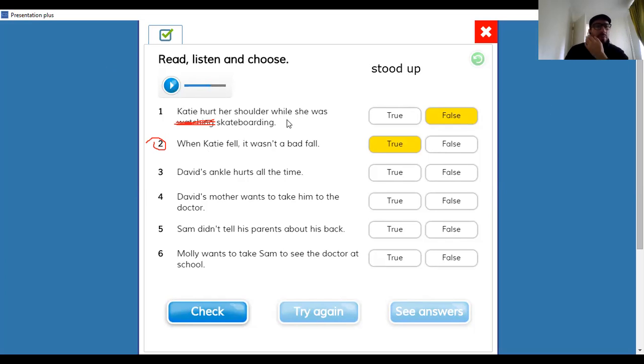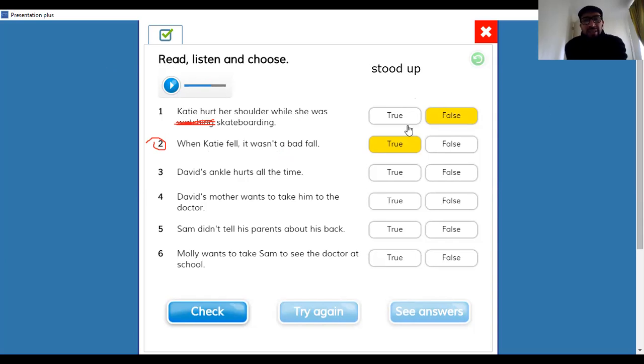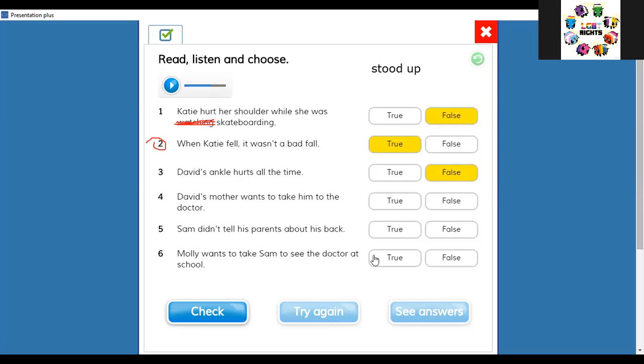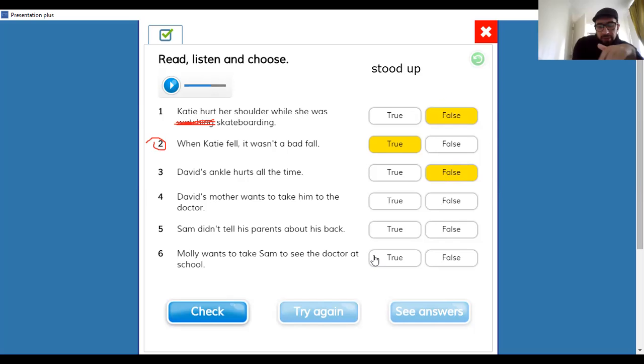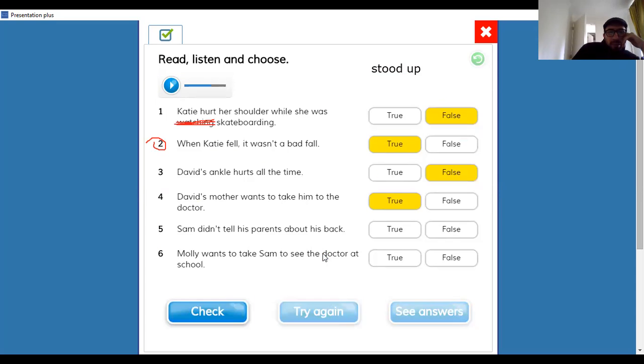All right. So David's ankle hurts all the time. False. He says it hurts on and off. Quiere decir que a veces sí, a veces no. On and off. David's mom wants to take him to the doctor. True. Okay, let's continue with Sam and then Molly. I mean, no, Sam. Only Sam.